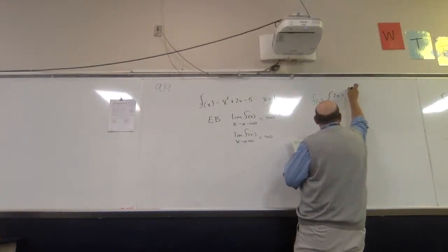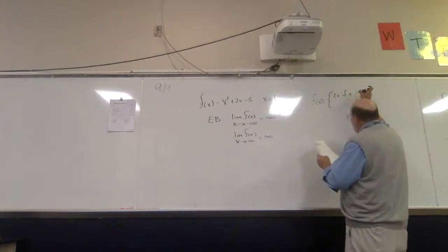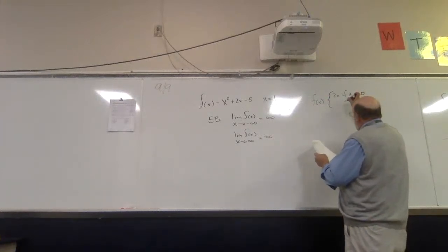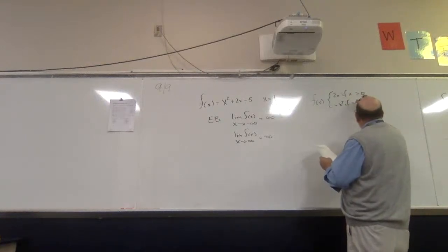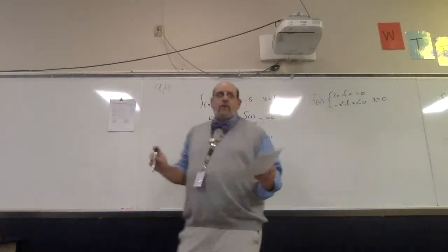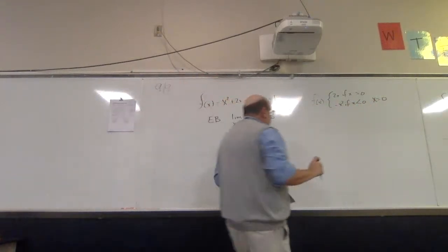If we look at number 2, he said number 2. 2x if x is greater than 0, negative x squared if x is less than 0. Is this function continuous at this point?